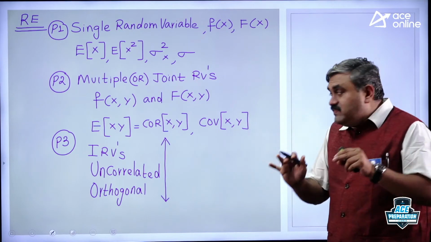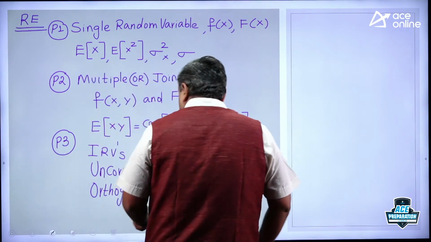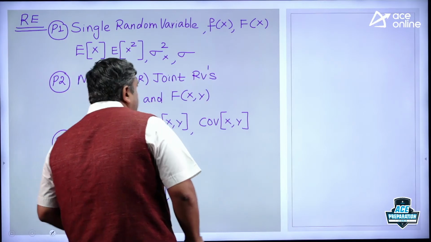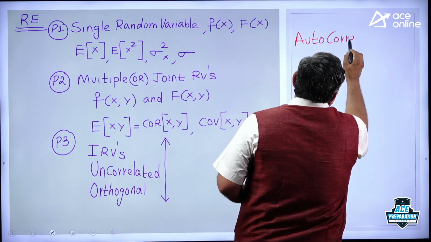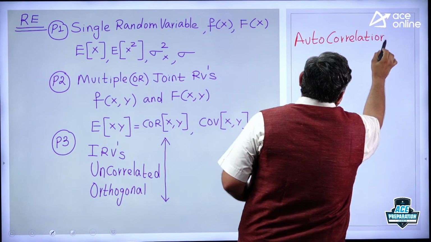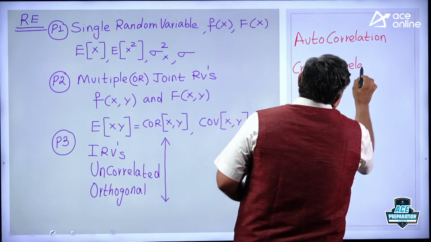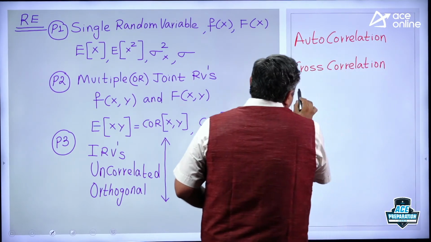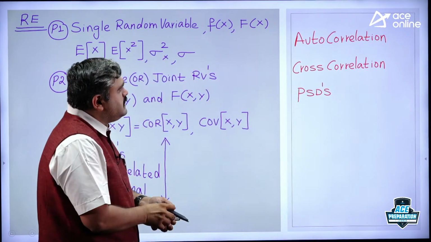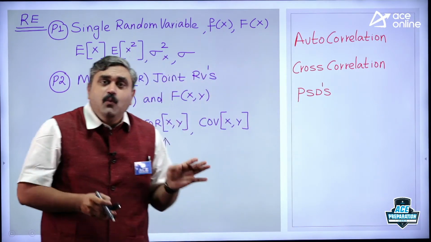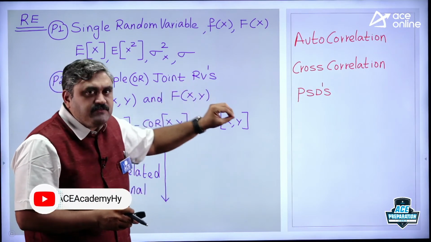Once you are done with this, then comes your autocorrelation functions and cross correlation functions. And power spectral densities. Only after these fundamental parts can you touch the actual syllabus. What do you mean by autocorrelation function? What do you mean by cross correlation functions? And what do you mean by power spectral densities?